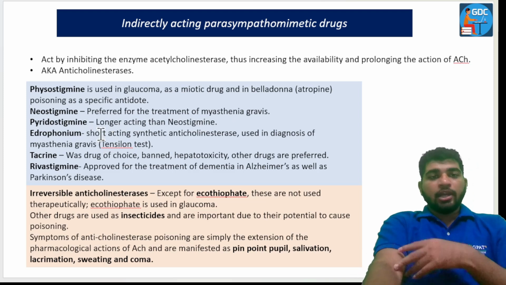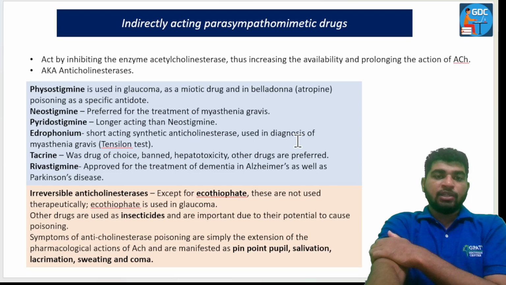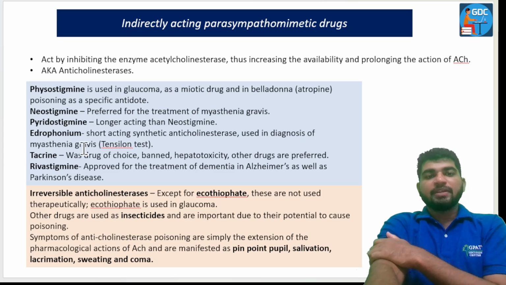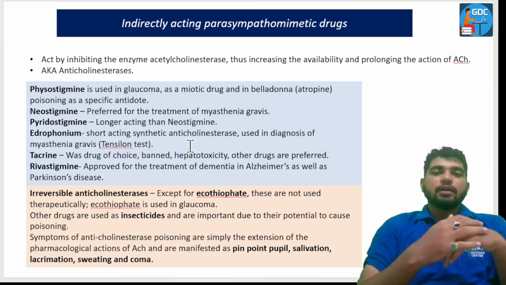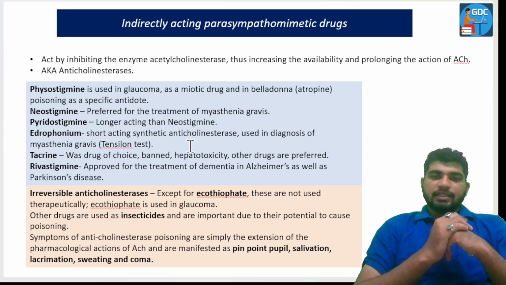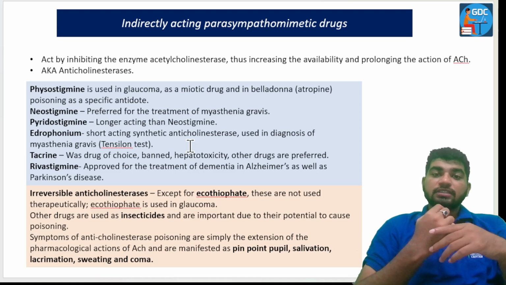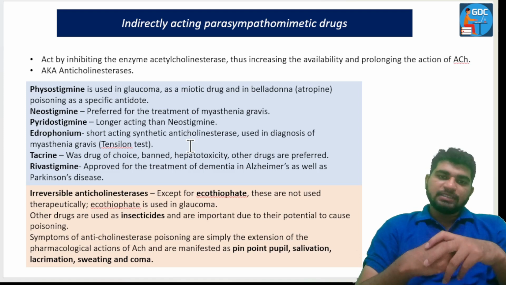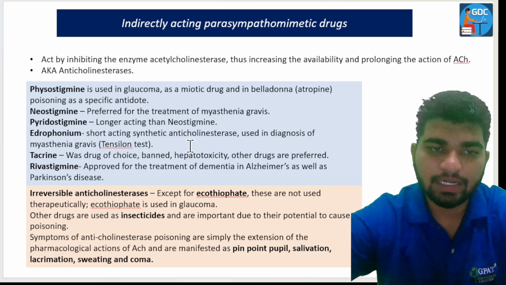Okay, edrophonium. Edrophonium is a short-acting synthetic anticholinesterase and is used in the diagnosis of myasthenia gravis. So these are very important. Note that edrophonium is a short-acting synthetic anticholinesterase. That's the first point. And the second point, which is very important, is that it is used in the diagnosis of myasthenia gravis, which is also known as the Tensilon test.